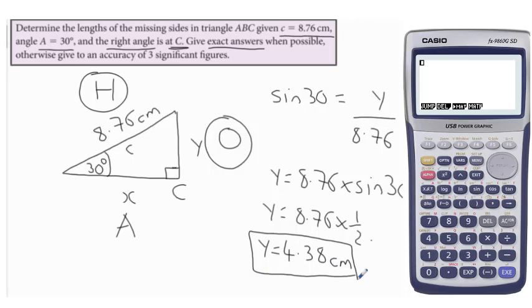Okay, to find x, well, we're going to use the A and the H. So what you wouldn't do, if you can avoid it, don't use a side length that you've calculated. You should use one that was given to you. So don't use the 4.38. So the equation for this would say cos 30 equals x over 8.76.